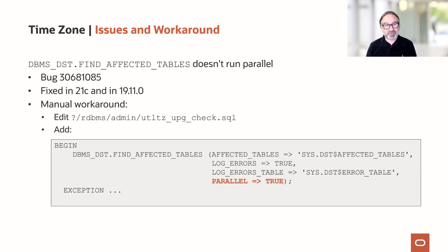Very simple. When you check the check script, this red part here, parallel=true, came in with 19c or 18c, not sure about that. It wasn't there in 12.2.0.1, but in 19 it's there. You just add this parallel=true, and then it runs in parallel. In 19.11, the April RU, and in 21c, by default, the check script has that. Before, this simple treatment makes it run much faster.